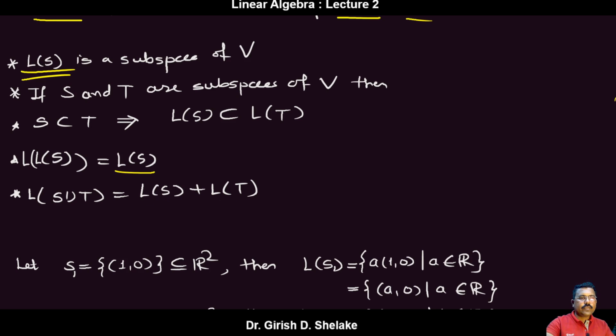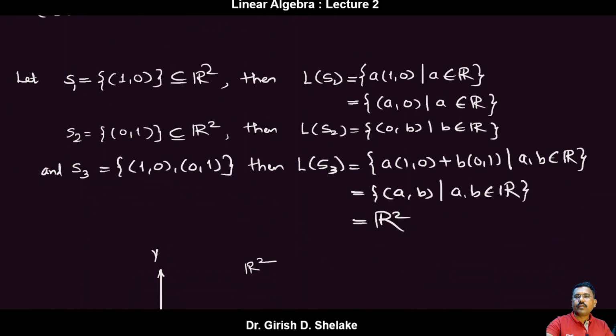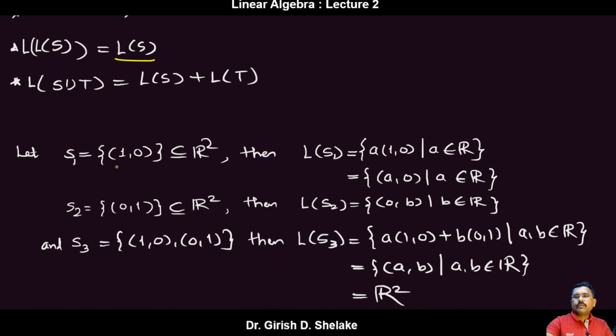Now we consider one example of linear span. Let S1 contain only one vector, which is (1, 0) in R2, therefore S1 is a subset of R2. Then its span L(S1) is a times (1, 0) where a is in R, and therefore the elements are (a, 0) where a is in R. And S2 contains only one vector, that is (0, 1), which is also a subset of R2, then its span is the set of all ordered pairs (0, b) such that b is in R.